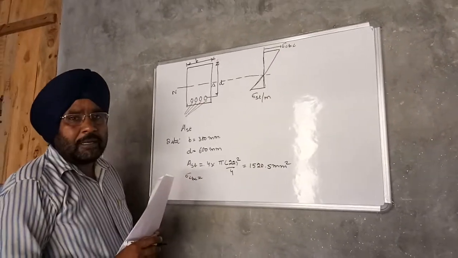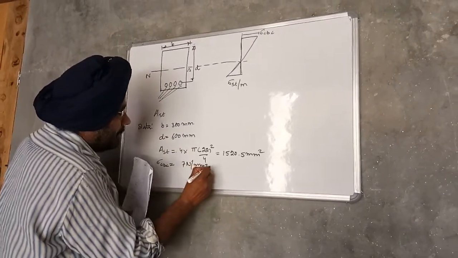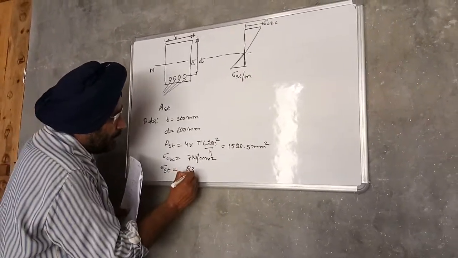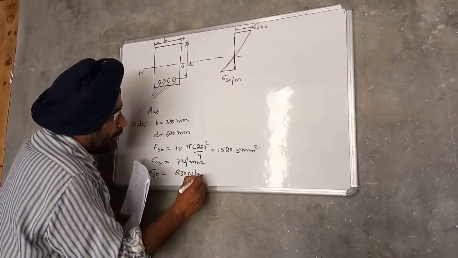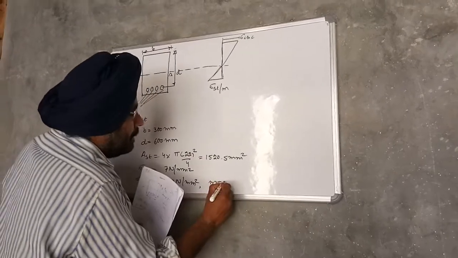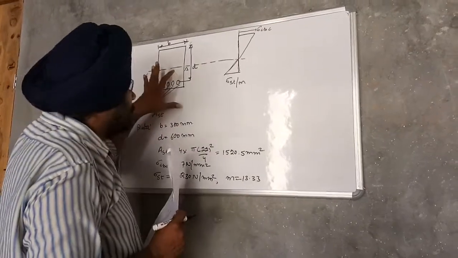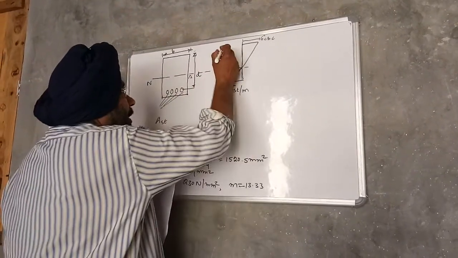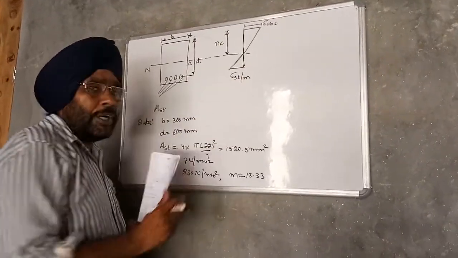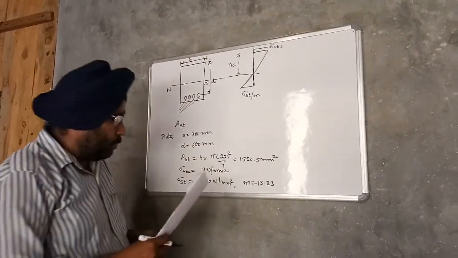permissible compressive stress in concrete in bending, is given as 7 Newton per square millimeter, and sigma ST, permissible tensile stress in steel, is also given as 230 Newton per square millimeter, and modular ratio m is also given as 13.33. So this is the cross section of the beam, and this is the stress diagram for balanced section. This is NC. NC means depth of the critical neutral axis. So first of all, we will find NC.